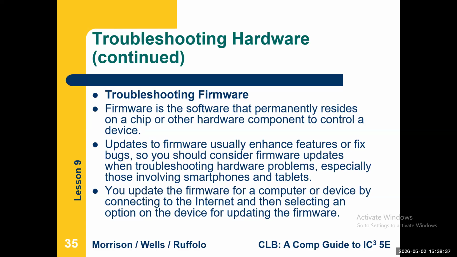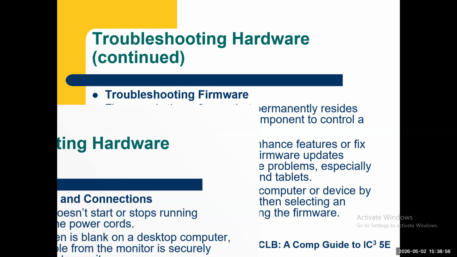You update the firmware for your computer or your device by connecting to the internet and then selecting the option for updating your firmware. So you go to the manufacturer's site, and then you select update firmware. Once you select update firmware, it goes and updates the firmware, and then the problem that you are having will be gone.